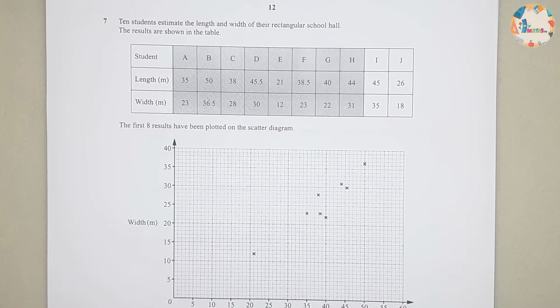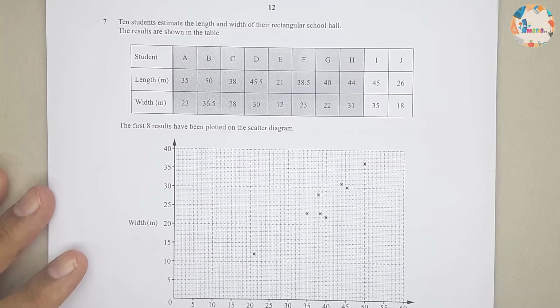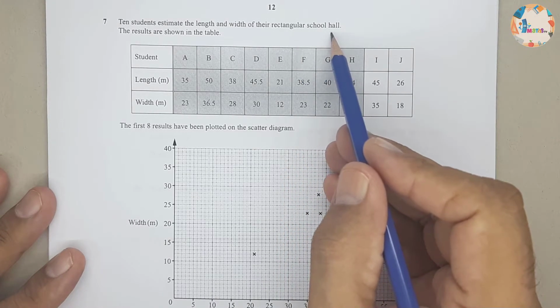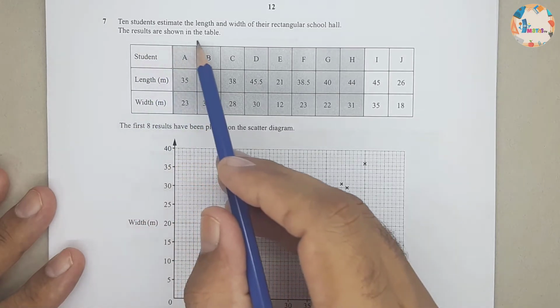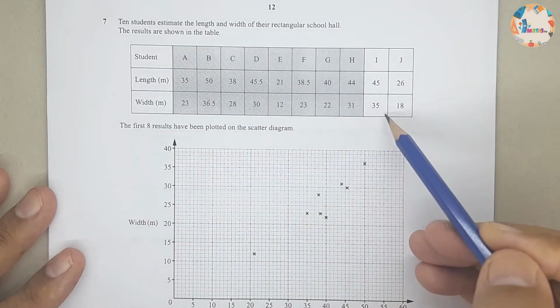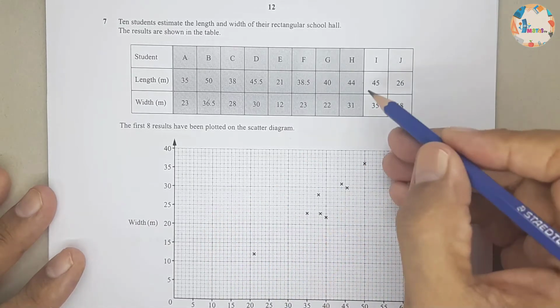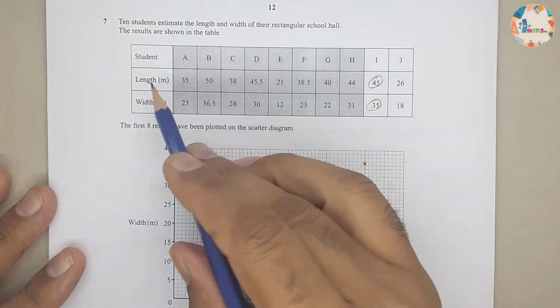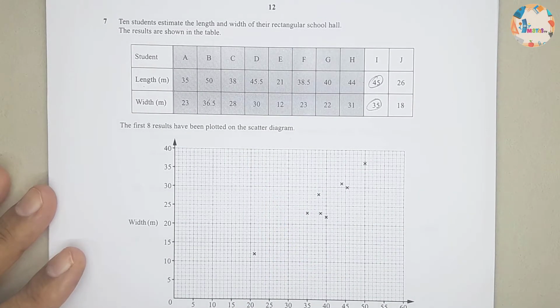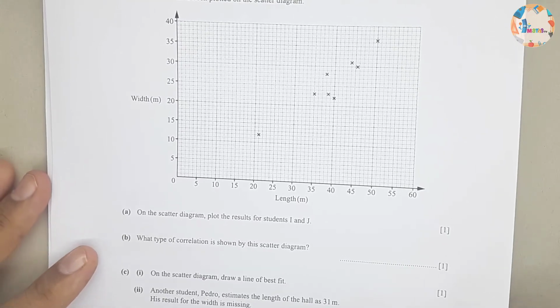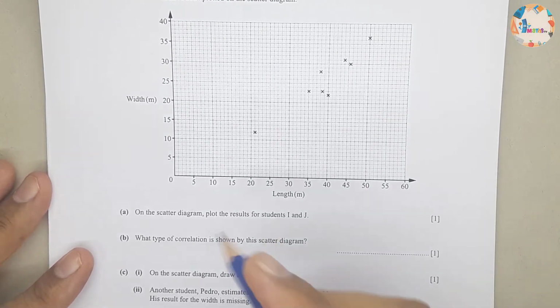Then comes question number 7. 10 students estimate the length and width of their rectangular school hall. The results are shown in this table. Two entries are remaining, and we have to show them on the graph: 45 and 35. 45 is the length, so we will take 45 on the x-axis and 35 on the y-axis.